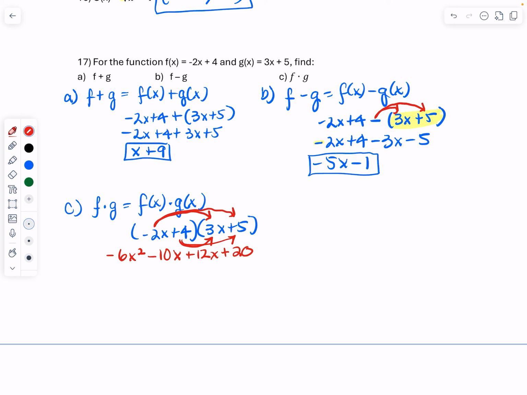Now I have to combine like terms. So negative 6x squared, I'm going to combine negative 10x plus 12x, which gives me a positive 2x. And then plus 20. And that is my answer for f times g.